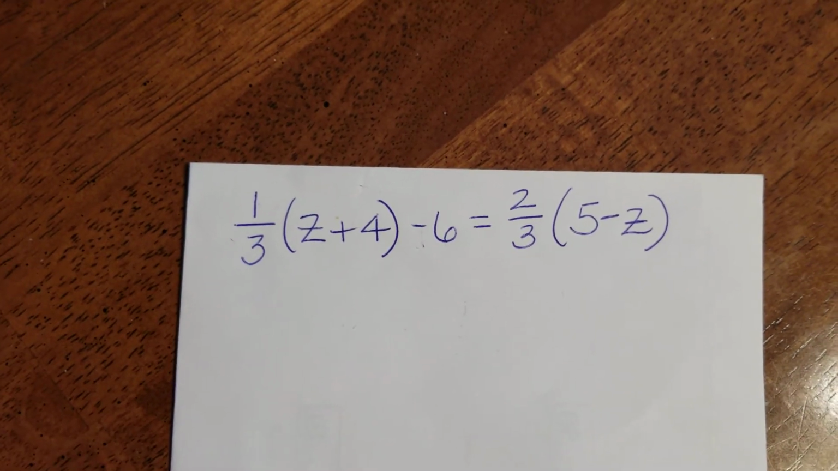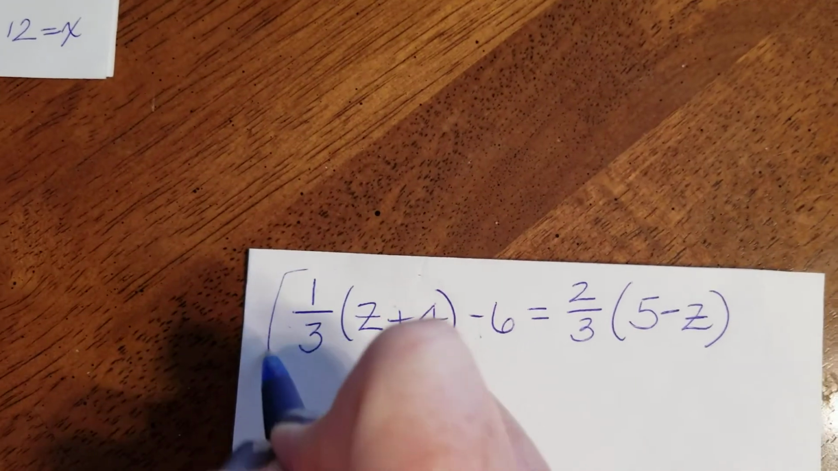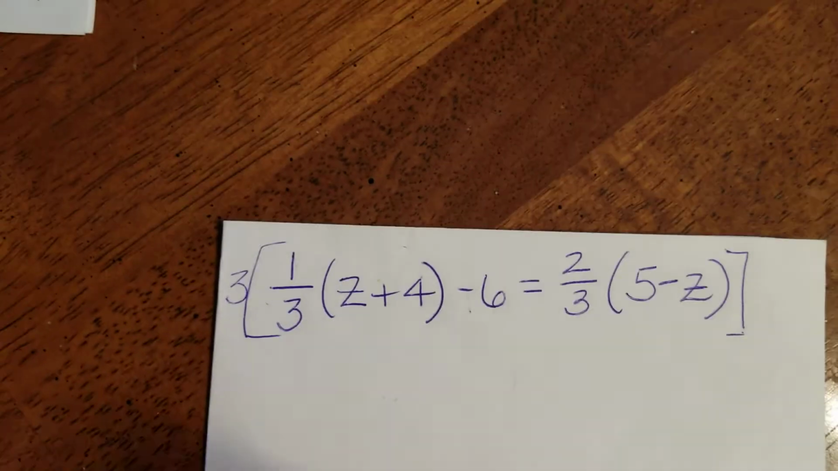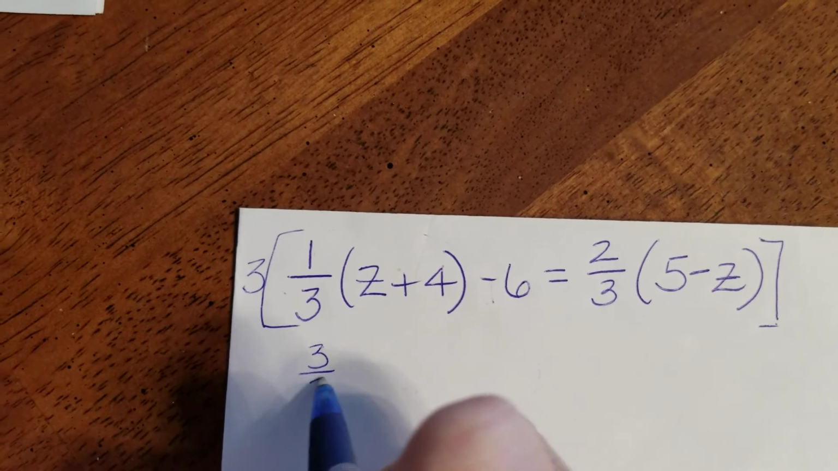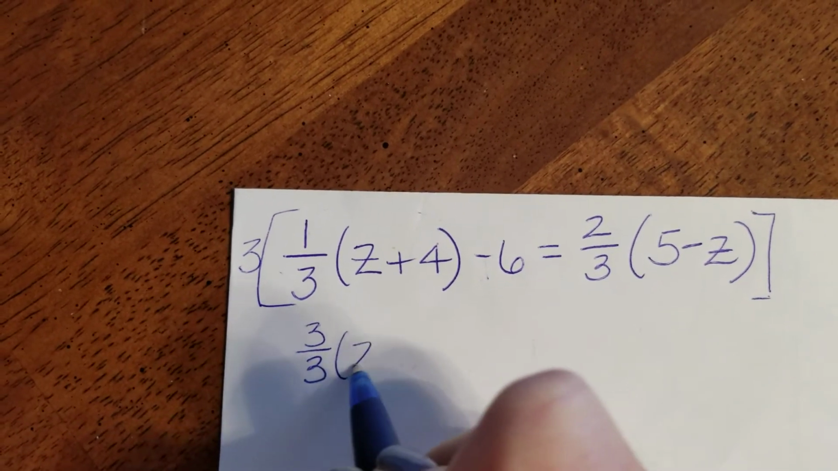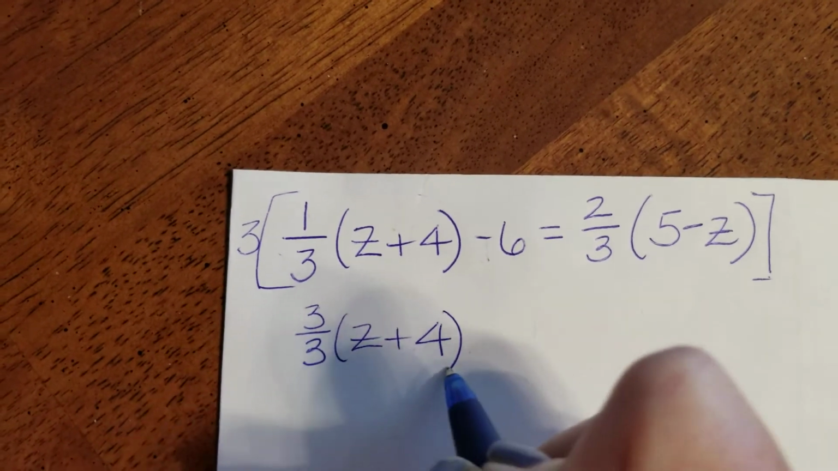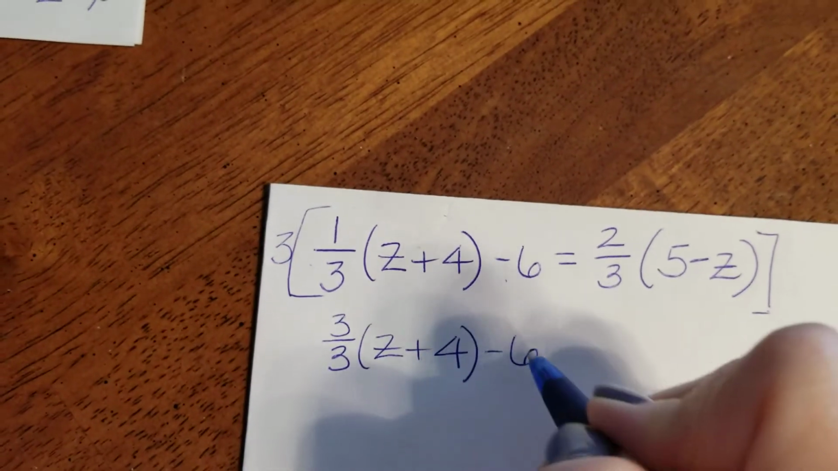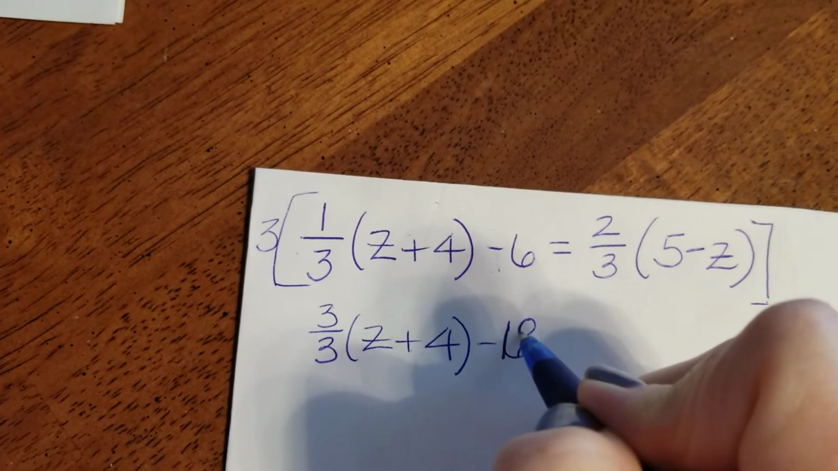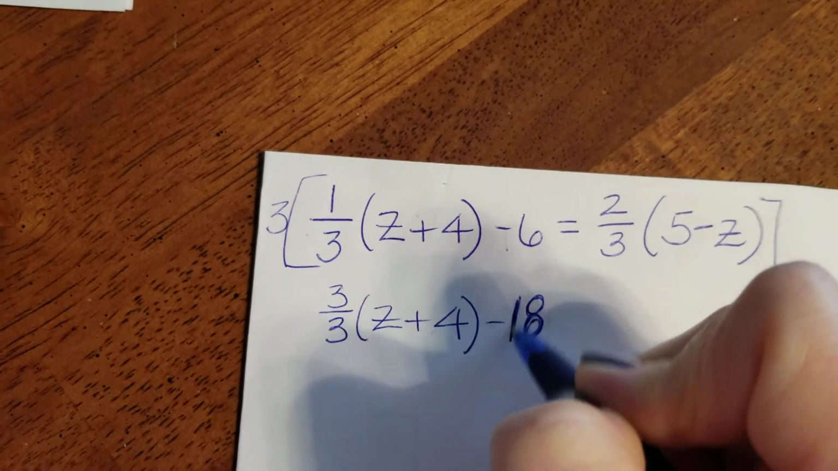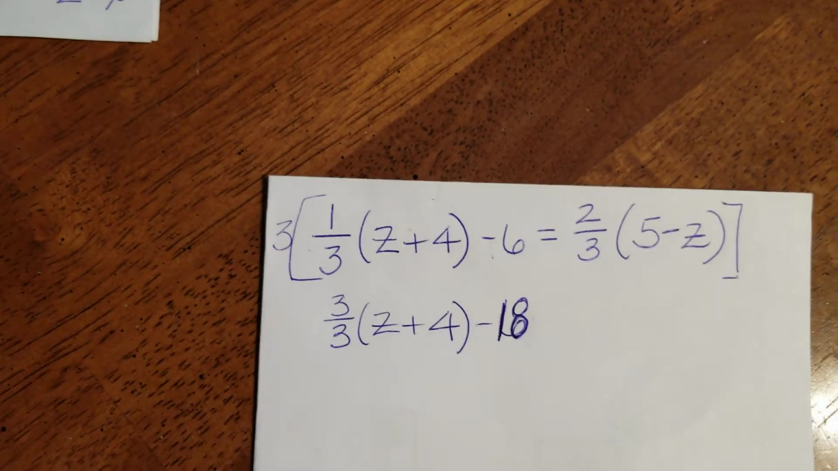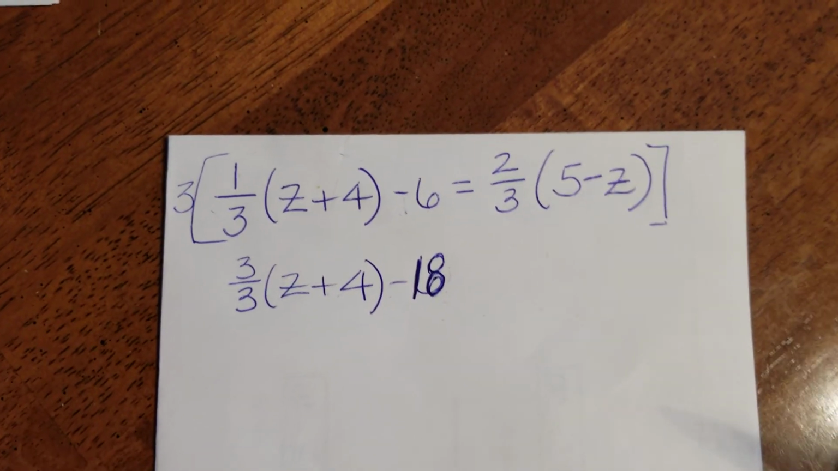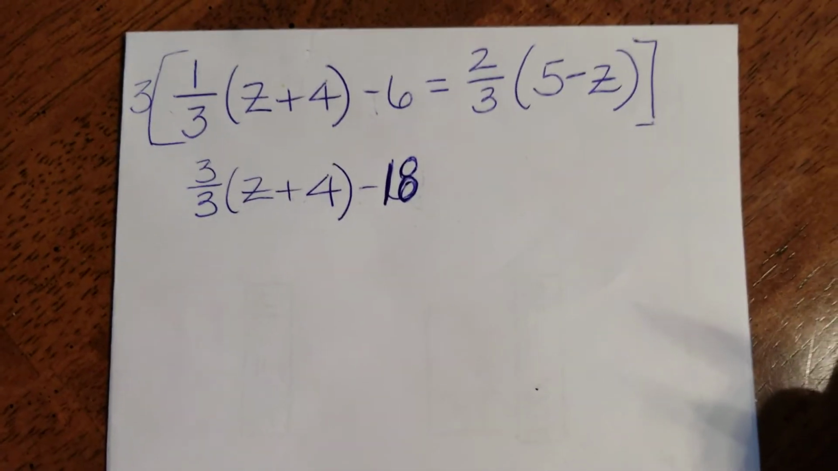So let's go ahead and multiply our whole equation by 3. So that's going to give us 3/3 of z plus 4 minus 6. Oh, nope, forgot to multiply it by 3. So this is going to be minus 18. My fault. See how easy it is to make a mistake? So that's why going back and checking your work is always a great idea.